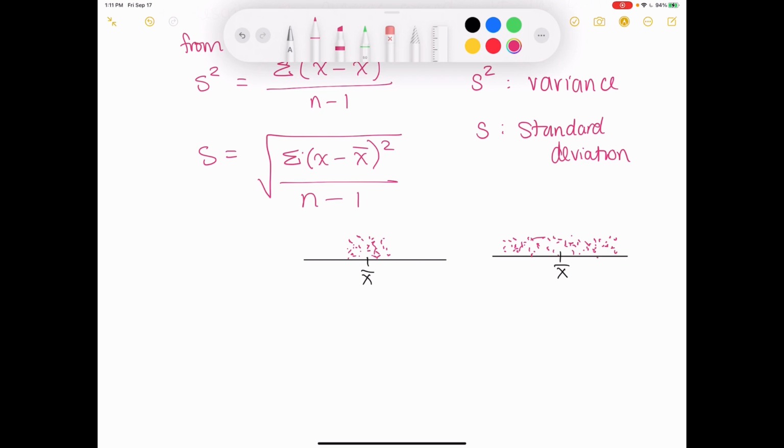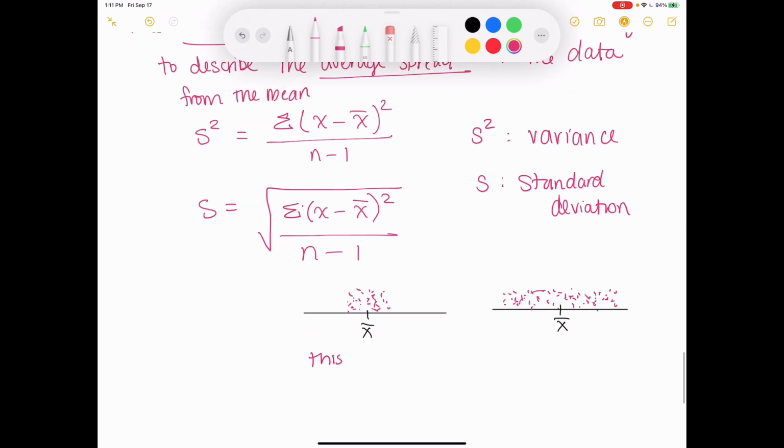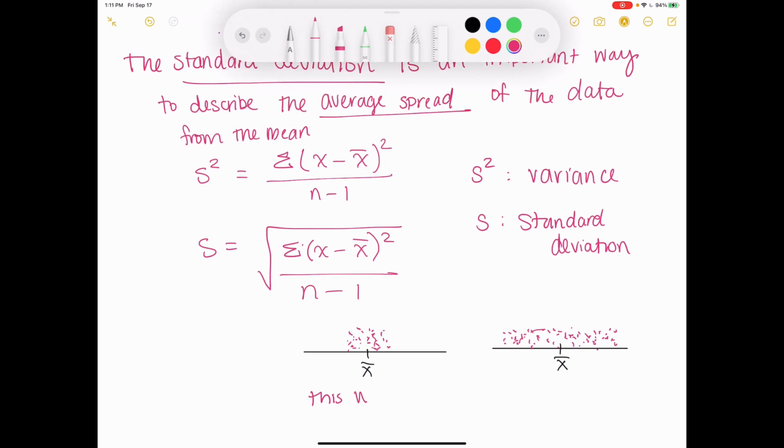All right, in the left scenario, they're all tightly packed together right there around that mean, that x bar. Can you scroll up by like half an inch? This will have a small standard deviation. This one is very spread out. This will have a large standard deviation.